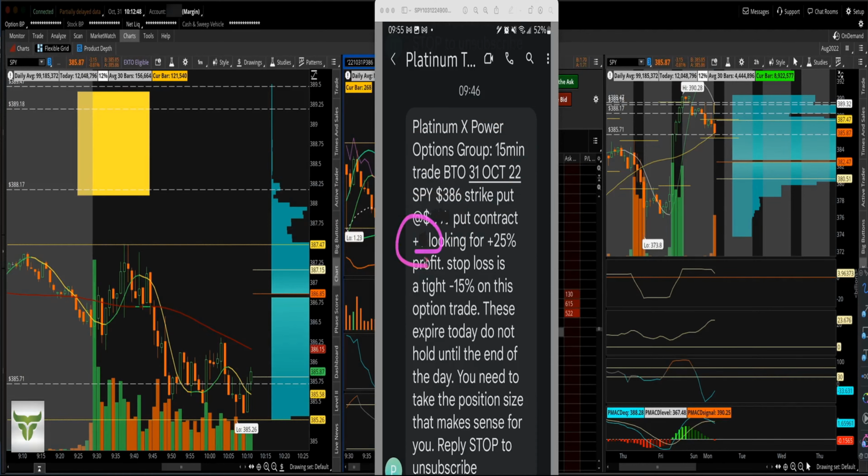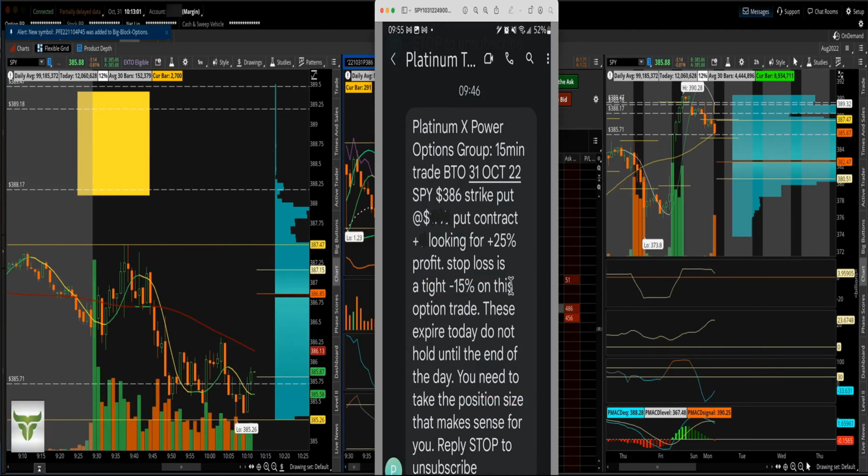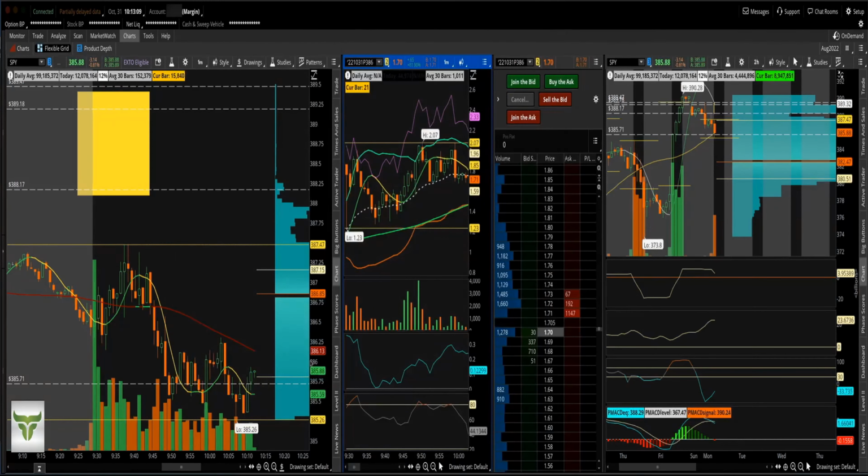And this is the amount of contracts I told my guys to get. You don't need to know that either. Looking for 25% profit. Stop loss is 15% on this option trade. These expire today. Don't hold to the end of the day, unless you want to own the SPY, totally up to you. I don't want to own anything right now, not in this bear market, right? So that's the text alert right there.